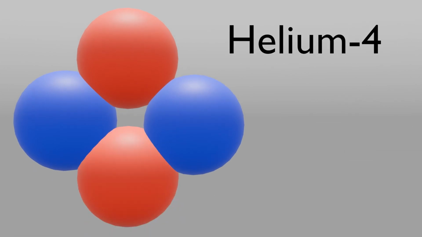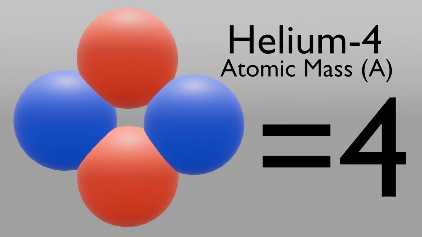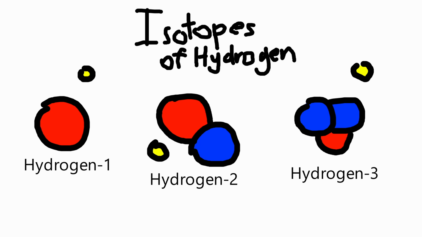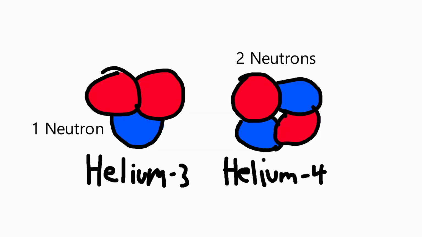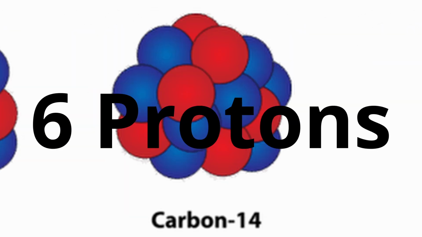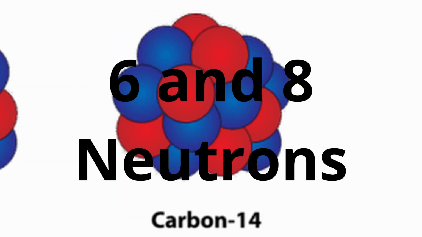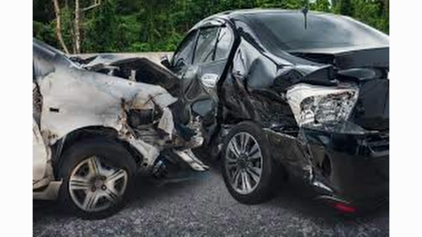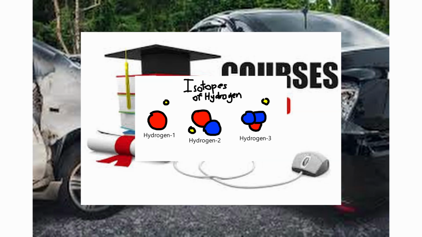If I say helium-4, the 4 is the atomic mass. Finally, we have isotopes of atoms. Some elements may have different isotopes because they have a different number of neutrons in their nucleus. Carbon-12 and carbon-14 both have the same amount of protons, but different amounts of neutrons. That was your crash course on atoms, so now let's get back to it.